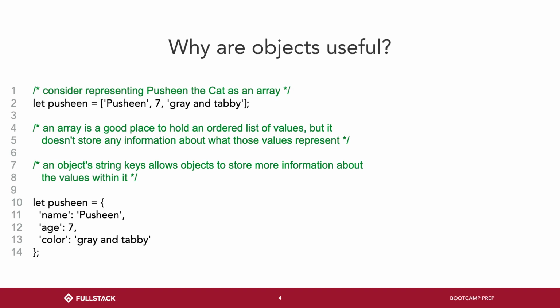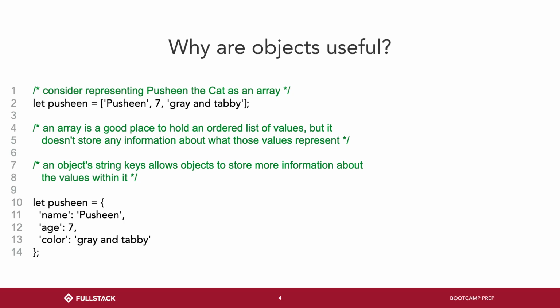So, consider representing Pusheen the cat as an array. Pusheen is an array: Pusheen, 7, grain tabby. An array is a good place to hold an ordered list of values, but it doesn't store any information about what those values represent. In objects, string keys allow objects to store more information about the values within them, right? Let Pusheen equal name: Pusheen, age: 7, color: grain tabby, right?